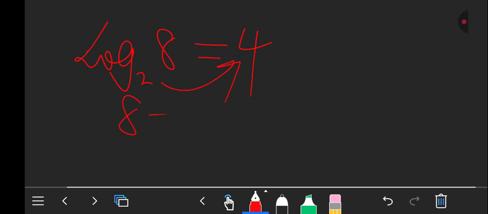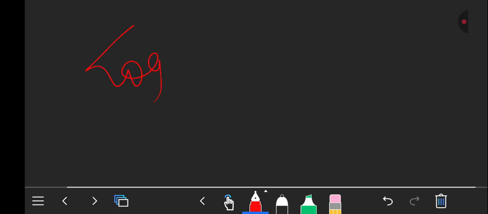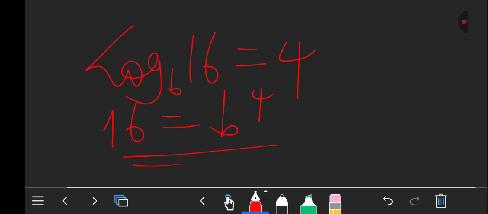Let's have another example. Let's say you have log 8 base 2 is equal to 4. How can you convert this into an exponential form? So you remain with 8, then this 2 becomes the base even in the exponential, then the 4 will become the power, so you've converted. Let's have another one. Let's say you have log 16 is equal to 4 and the base there is b. How can you convert this? So 16 remains like that, then b to the power 4. This is how to convert.